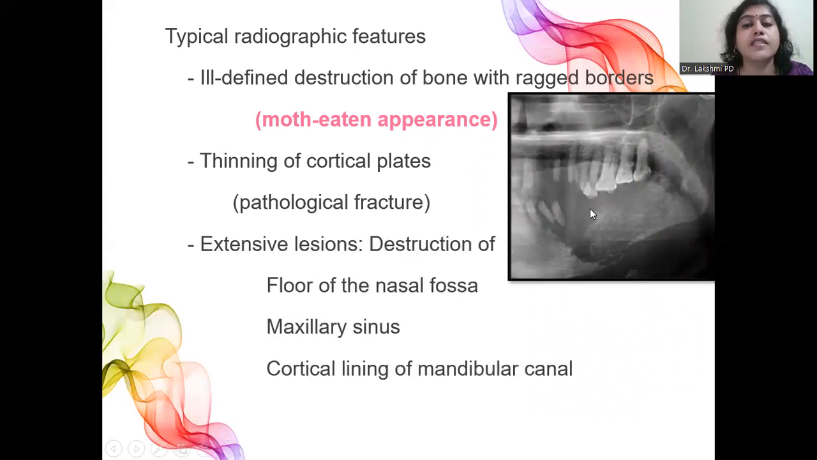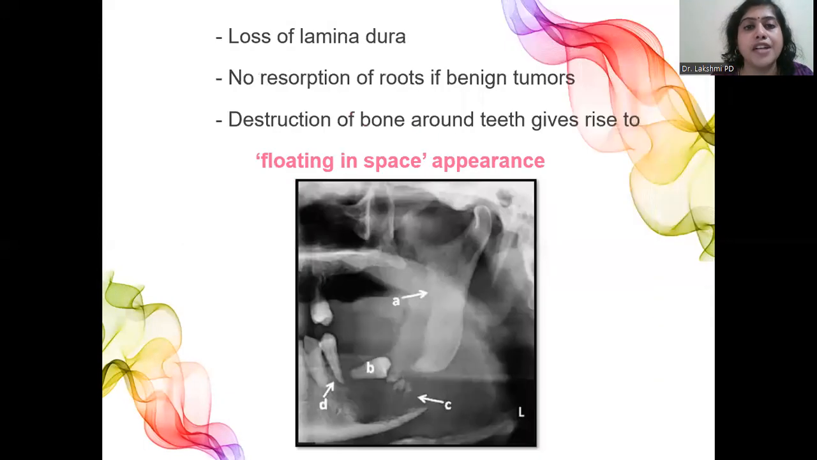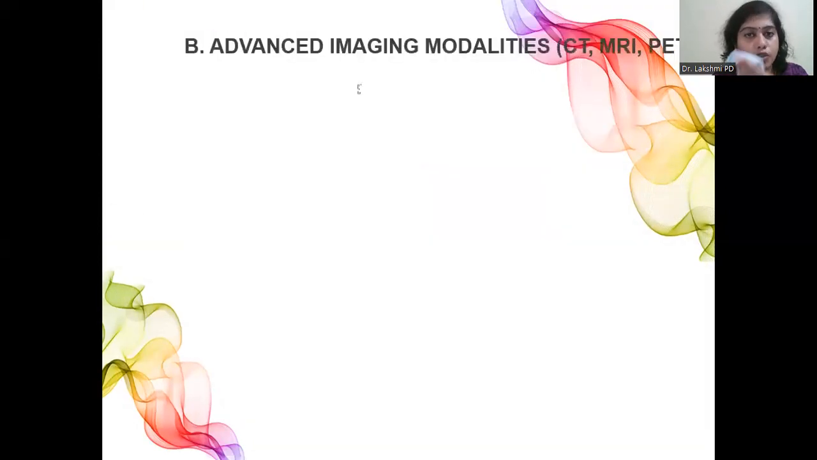The next is that extensive lesions can not only cause thinning of the cortical plates. In case it travels superiorly, it can even go up to the floor of the nasal fossa, the maxillary sinus, or also invade into the cortical lining of your mandibular canal. Loss of lamina dura is also another characteristic feature, and the most important is your floating in space appearance, especially of the teeth, because of the massive destruction of the bone around that affected area. Moth-eaten appearance and floating in space appearance are the two pathognomonic radiographic features of oral cancer. However, if the tumor is benign, you will not be able to see any resorption of the roots. Otherwise, resorption of the roots will also be visible.